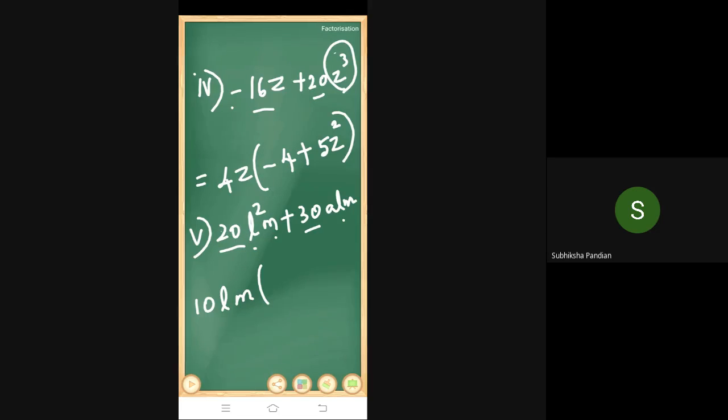So 10 table 20, how many times? 2 times. L square, here 1 l went out, so 1 l will be inside, and m already went out. Plus 30, 10 table 30, how many times? 3 times. l m went out, a is left. So 10 l m into 2l plus 3a. That will be the answer. Okay? Clear?